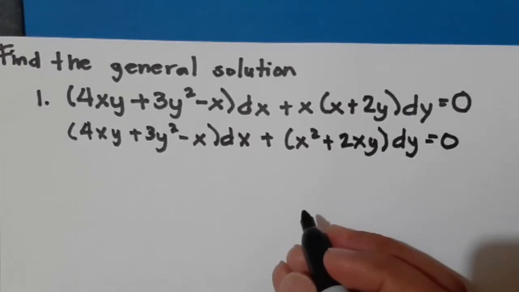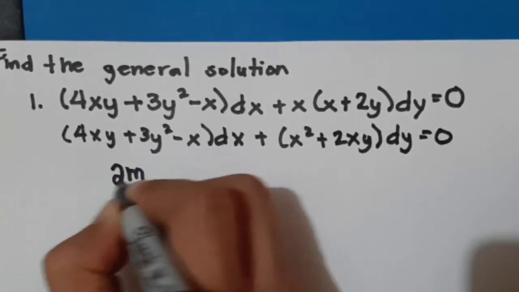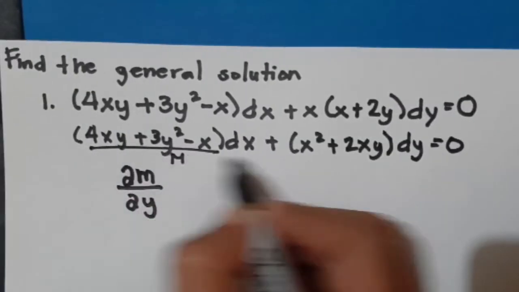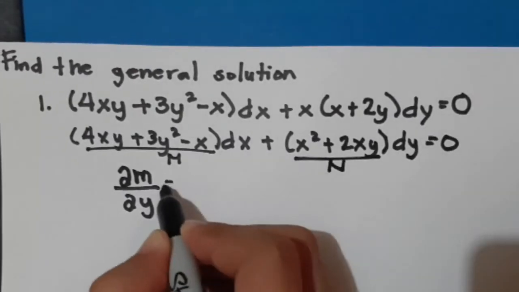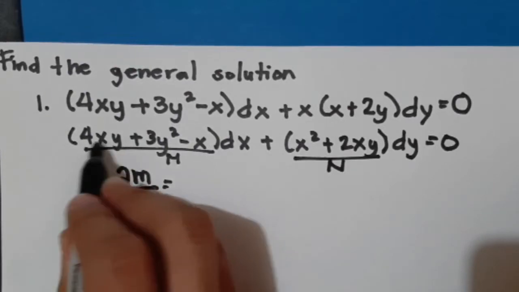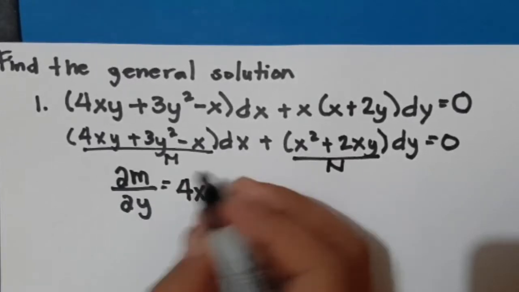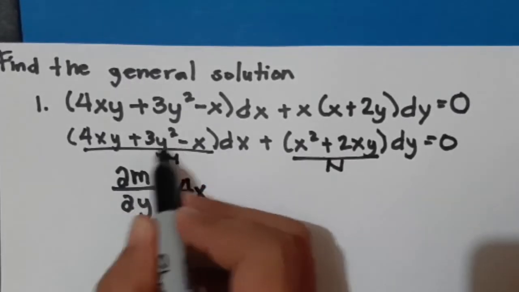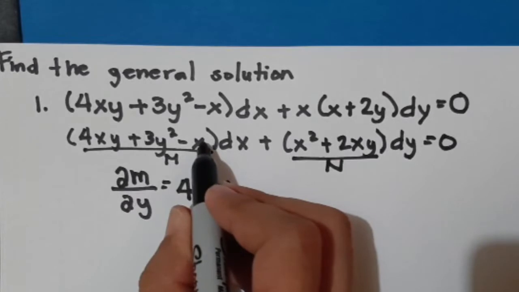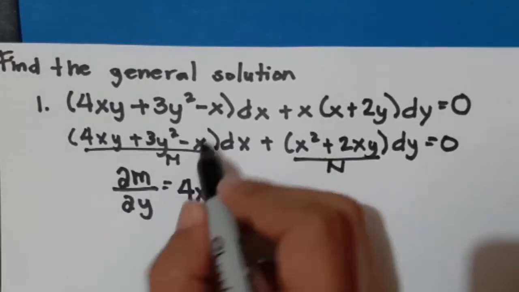In solving by the method of non-exact, we need first to get the partial derivative of M with respect to y. So in our equation, this is M, while this is our N. With respect to y, meaning our x is constant. So x is constant, 4 is constant, the derivative of y is 1, so we have 4x. The derivative of 3y² is simply 6y. The derivative of x is constant since it has no y variable, therefore this is 0.